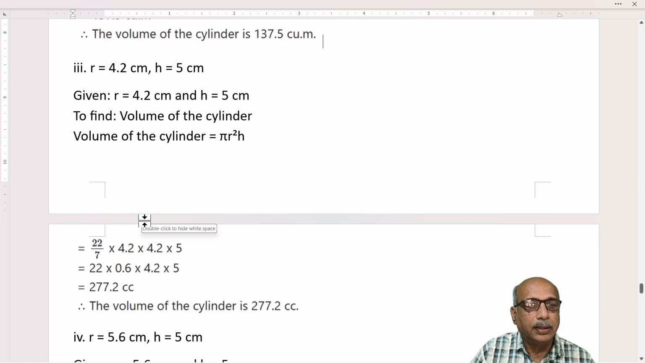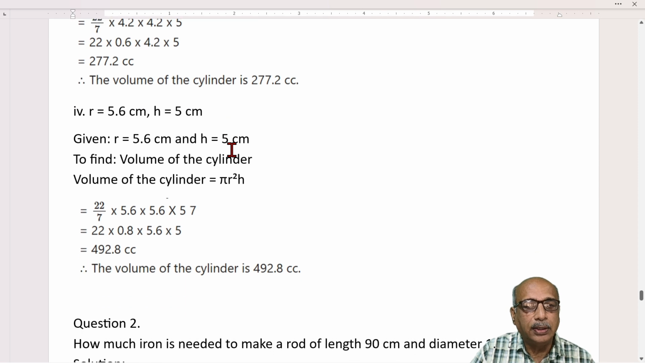Next, r equals 4.2 centimeter, height equals 5 centimeter. Again, we have to find out the volume of the cylinder. Formula is pi r square h. Substitute the value and calculate. You will get the answer 277.2 cubic centimeter. The volume of the cylinder is 277.2 cubic centimeter.